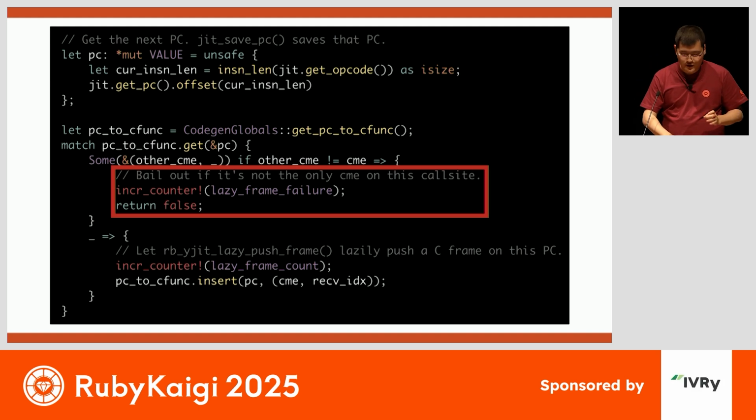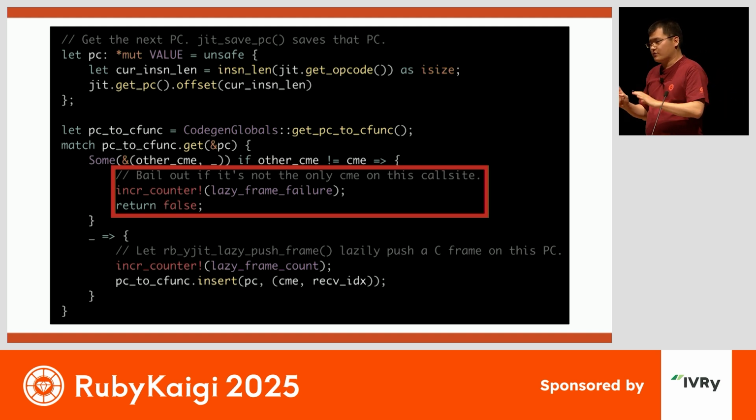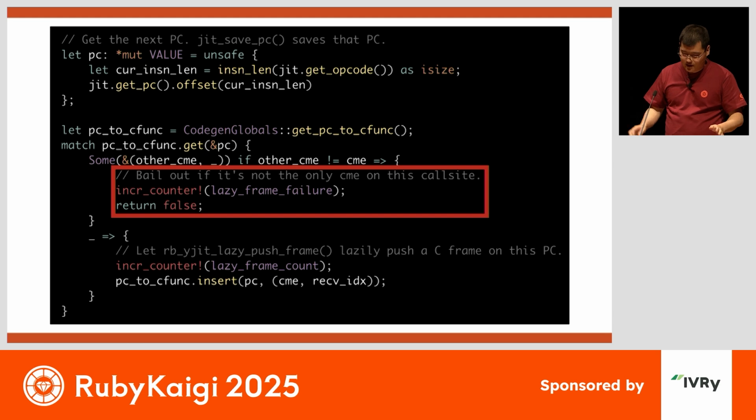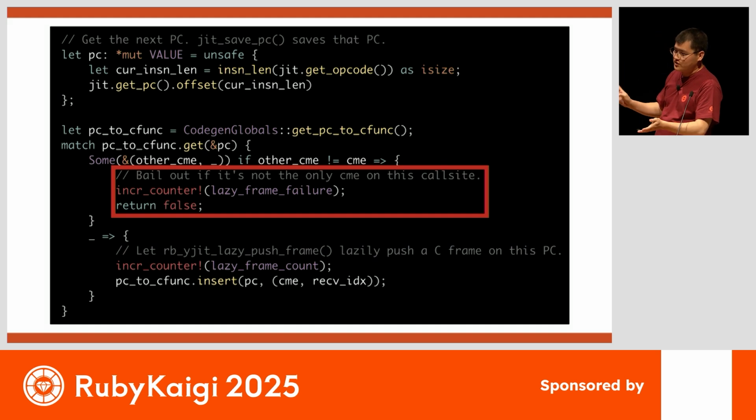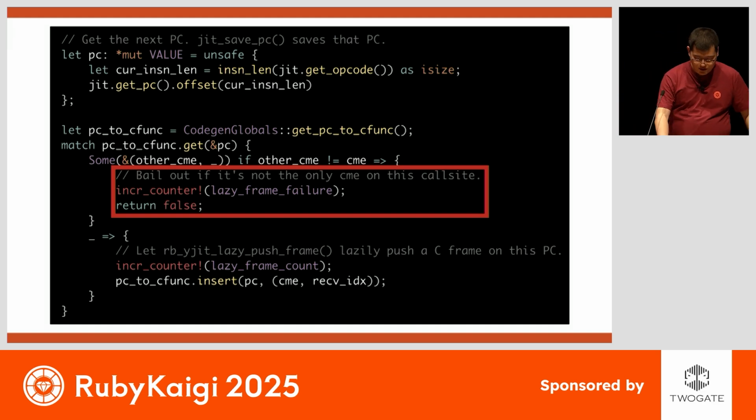That way we can calculate the frame content we need to push lazily based on the program counter, which we have to set for other reasons, like tracing and side exits. And so we set the program counter anyway, so we use that for materializing the frame later.